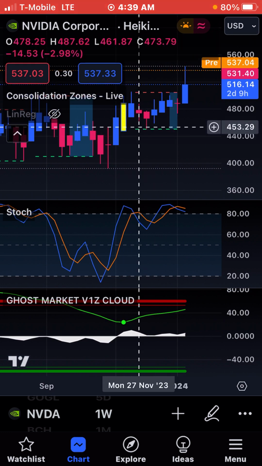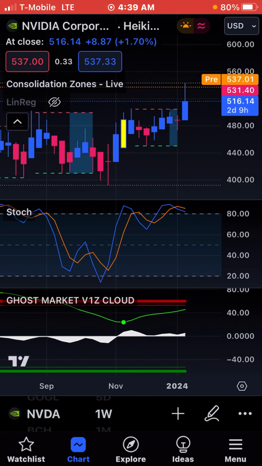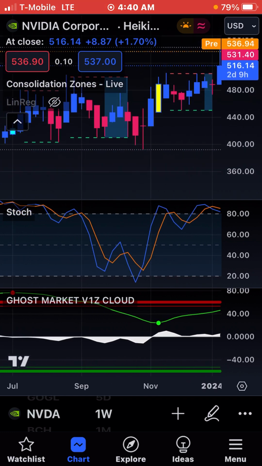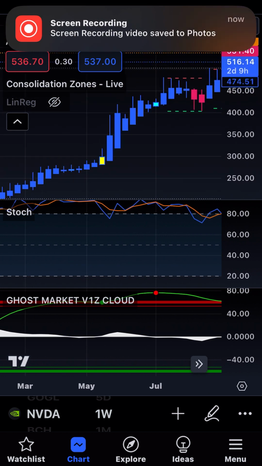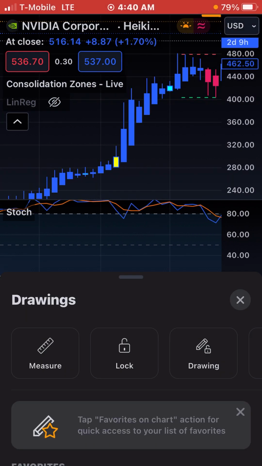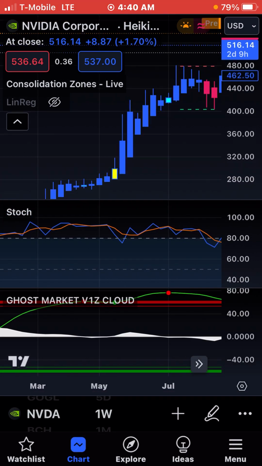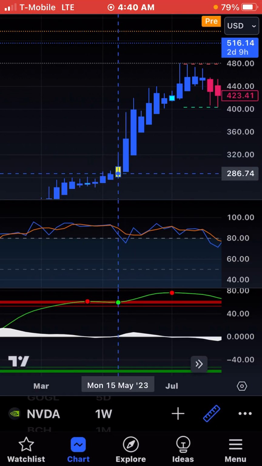Now, if you want to ride this up, make sure you stay cautious of your bounces here in the consolidation zone. Let's find something that's not consolidating here. Remember, this is all on the weekly. And we'll go here. We see the yellow candle printed.